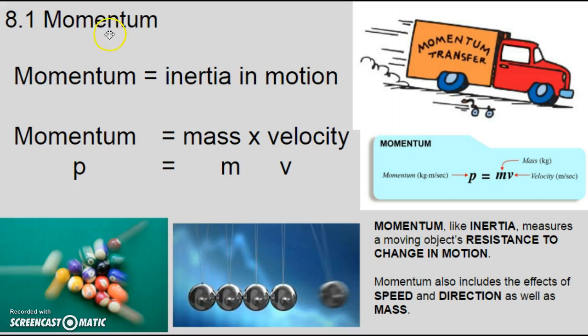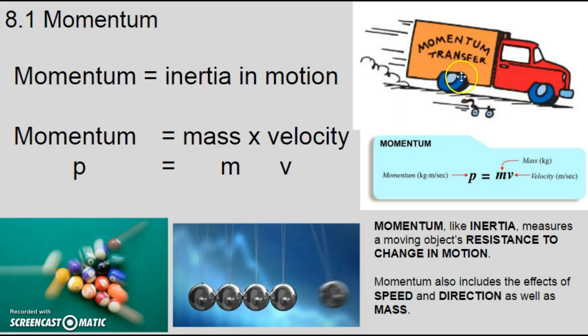So when I try to define what momentum is, well, momentum is kind of an explanation of inertia in motion, right? Mass with a velocity. So momentum is mass times velocity, where we say P for momentum, M for mass, and V for velocity. Momentum, like inertia, measures an object's resistance to change in motion. Momentum also includes the effects of speed and direction, which is what we call velocity, as well as mass.